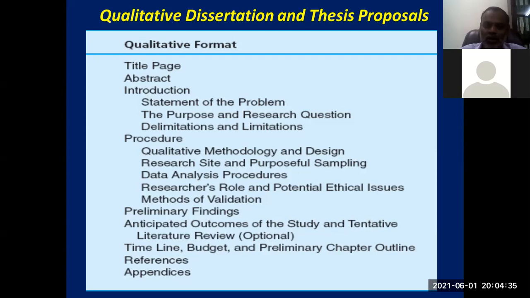In the procedure part, you mention the qualitative methodology and design, then research site and purposeful sampling, researcher role and potential ethical issues, and methods of validation. Then your preliminary findings, anticipated outcomes of the study, and a tentative literature review. If you want to keep it, you can; otherwise it is not necessary. Then time limit, budget, preliminary chapter outline, references, and appendix. These are the things in a common format proposed for an academic qualitative research proposal.